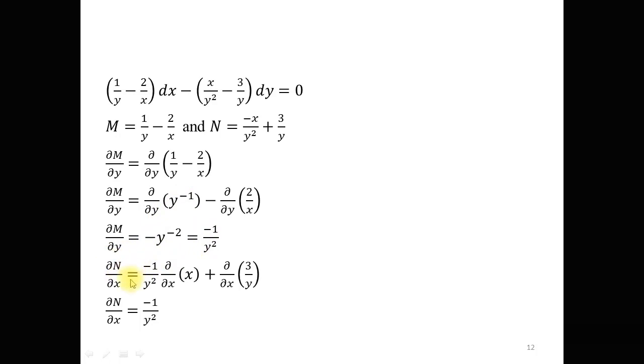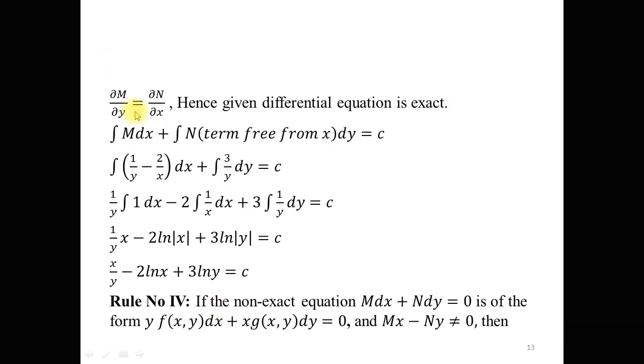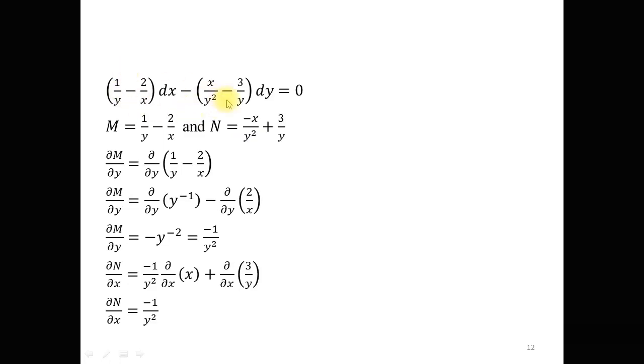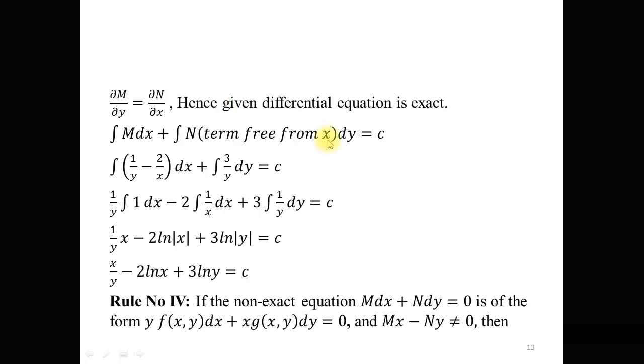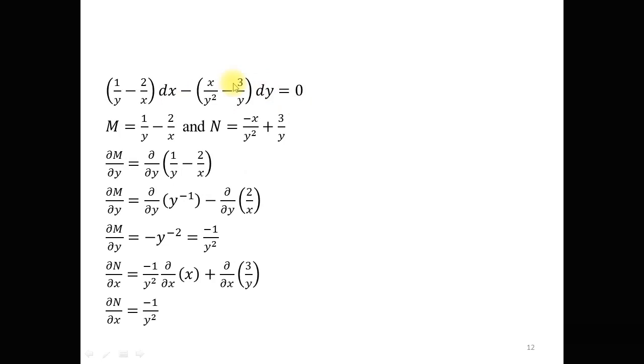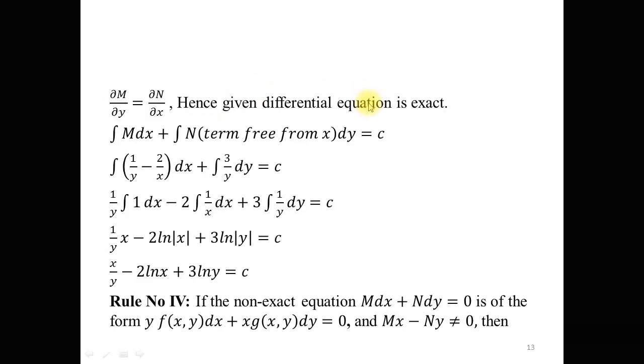Now the partial derivative of the n function with respect to x, this is actually the n function. With respect to x, the derivative of x with respect to x will be 1, and the derivative of this term with respect to x will be 0, so we obtain minus 1 over y square. In this case, you see over here that the partial derivative of m with respect to y is equal to the partial derivative of n with respect to x, so this differential equation is exact. This differential equation is an exact differential equation.